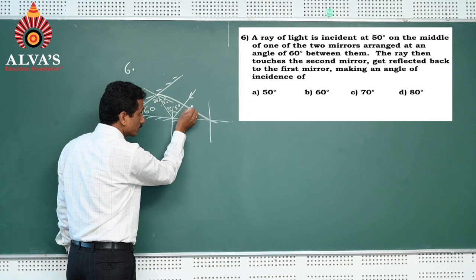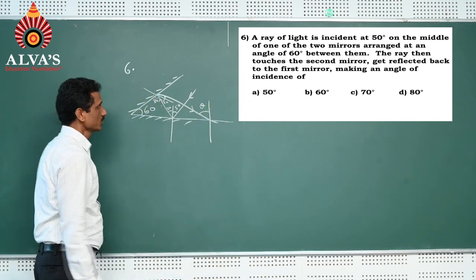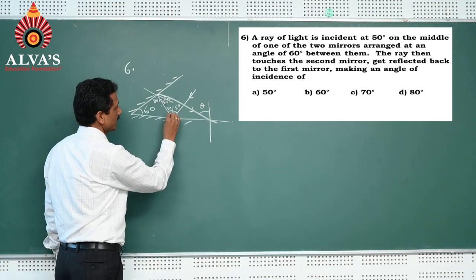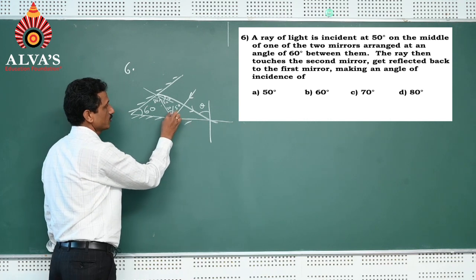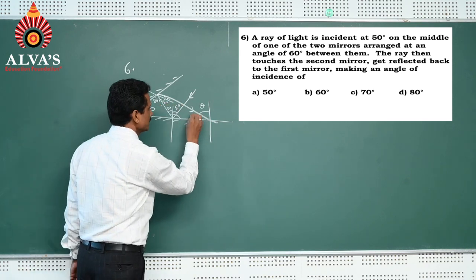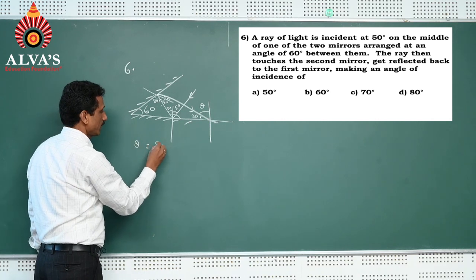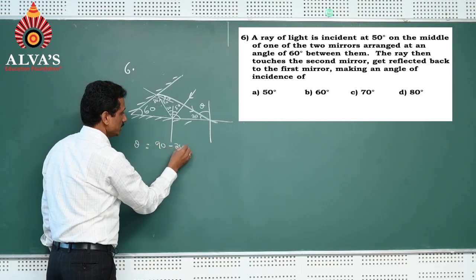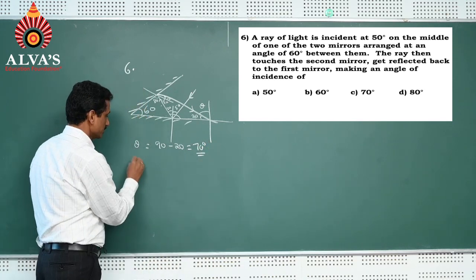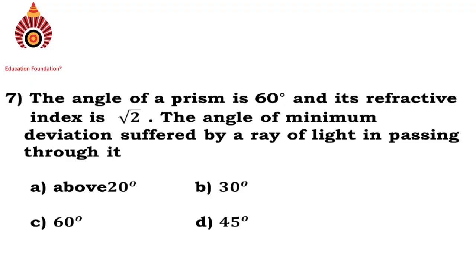Our aim is to find out the angle of incidence on the first mirror, this theta. See, here it is 10, and this angle is 90 plus 50, 140, 140 plus 20, 160. Naturally, this angle is 20. Therefore, theta is equal to 90 minus 20, which is 70. Option C. Answer C. Let us move on to question number 7.